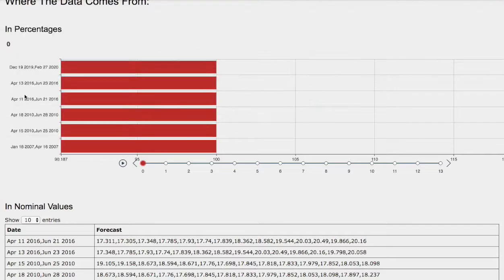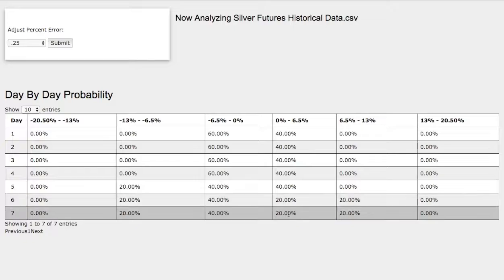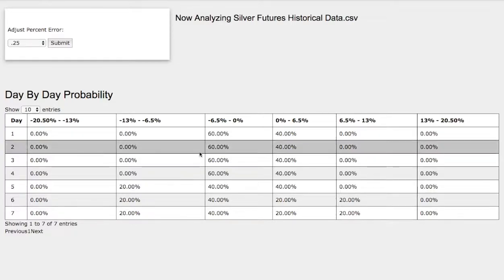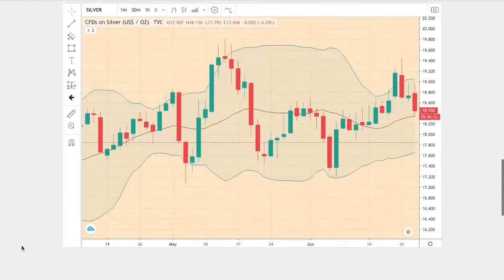So back to the day-by-day probability model. As the days progress to the 7th day, we see a 20% chance for silver to climb between 0 to 6%. And in the extreme case, we have a 20% chance for silver to climb between 6% to 13%. On the other hand, we have a 40% chance for silver to decline between 0 to negative 6%. And in the extreme case, on the 7th day, we have a 20% chance for silver declining between negative 6% and negative 13%. So let's head down to the forecast model.